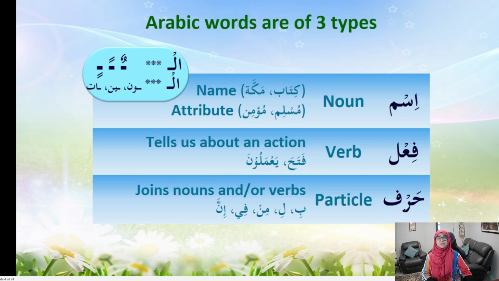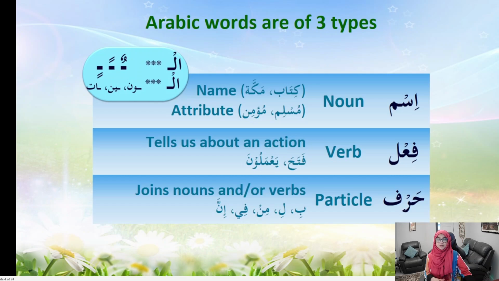So we have learned that words in Arabic are of 3 types: noun, verb, and particle. Noun, ism. What is ism? It's a name of a person, place, or thing. And how do you know that a word is ism? You will know it because it will begin with al, or it will end with an, un, in, or it will end with un, in, at. That's the plural. So then you will know that it is a noun.